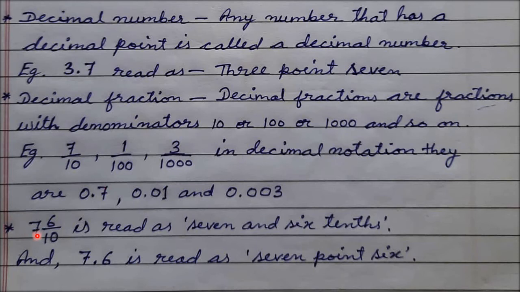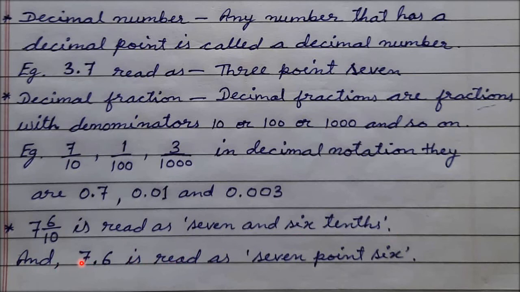Again another thing, 7 whole 6 by 10 is a mixed fraction. You know about that, 7 whole 6 by 10. It is a mixed fraction. Now it will be read as 7 and 6 tenths. So this is the fractional part where you have 10 in the denominator, so it is 6 tenths. The whole number part is 7. So 7 whole 6 by 10 in decimal form is 7 and 6 tenths.